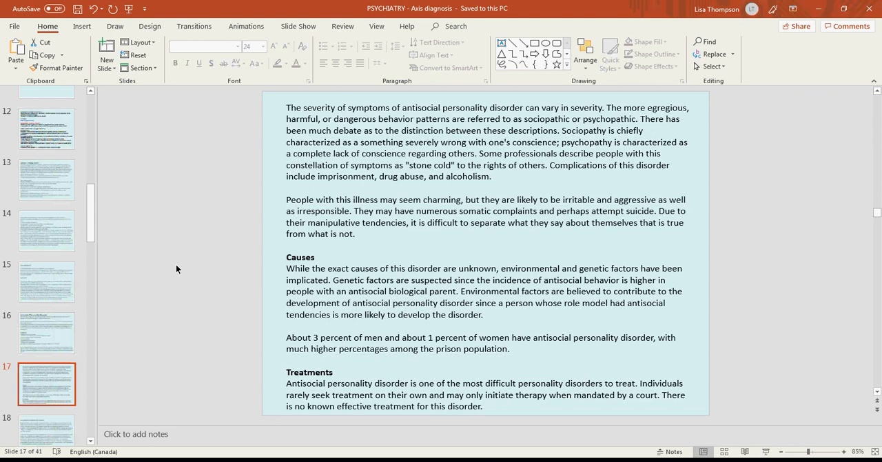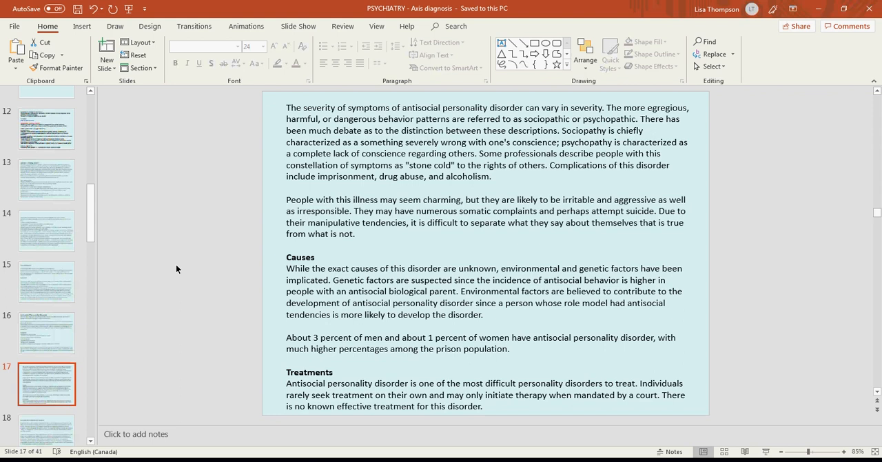Causes: while the exact causes of this disorder are unknown, environmental and genetic factors have been implicated. Genetic factors are suspected since the incidence of antisocial behavior is higher in people with an antisocial biological parent. Environmental factors are believed to contribute, since a person whose role model had antisocial tendencies is more likely to develop the disorder.